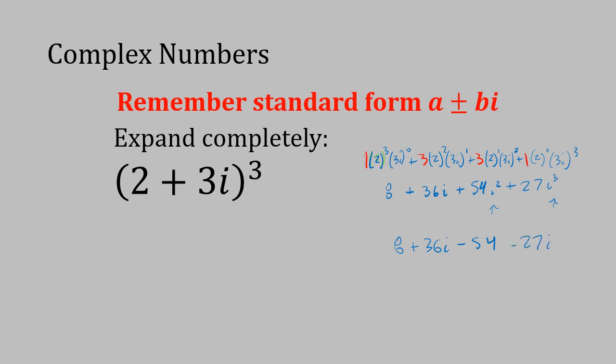And now all we have to do is combine these. So 8 minus 54 is negative 46, and then 36i minus 27i is just 9i. So hopefully that is correct. It is. Obviously 36i minus 27i is plus 9i. Right, that's complex numbers.